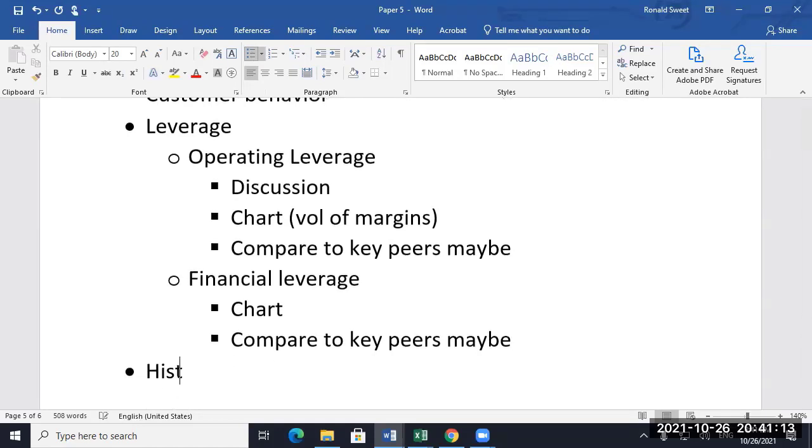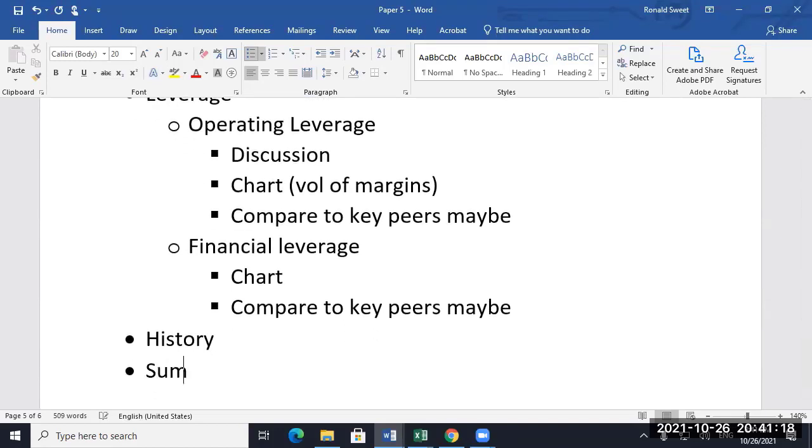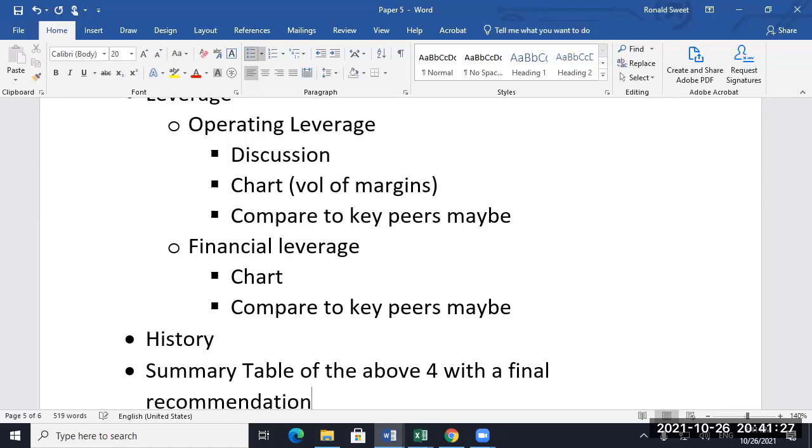And then you have the history. And then what do you have? Summary table, above 4, final recommendation. Why am I doing that? Because a lot of students lose a lot of points here.